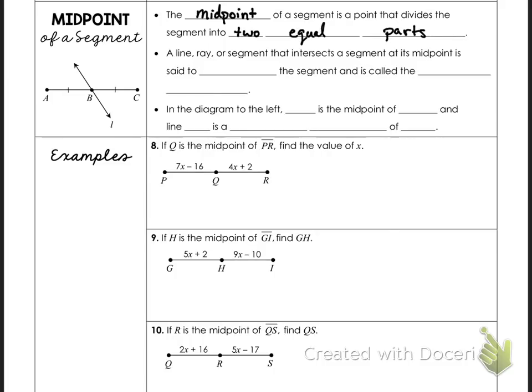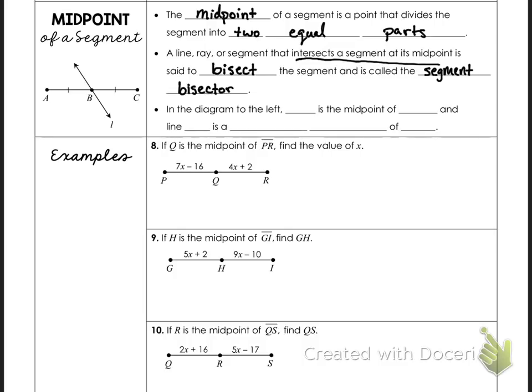So a line, ray, or a segment that intersects a segment, keyword intersects, at its midpoint is said to bisect the segment. B-I-S-E-C-T, bisect the segment. And then that makes it called the segment bisector, or the angle bisector. It could be a bunch of different things, but the key word is bisector.